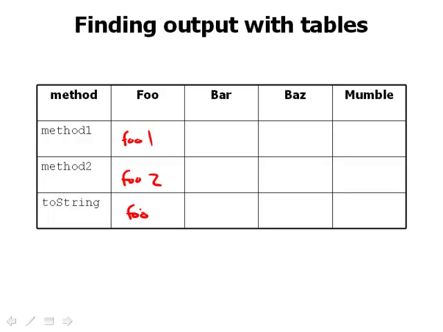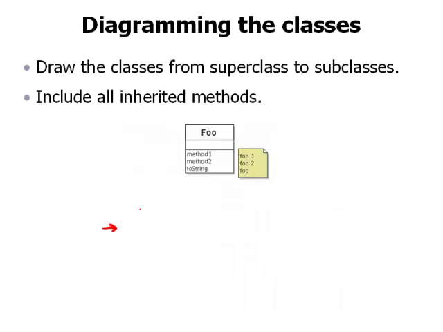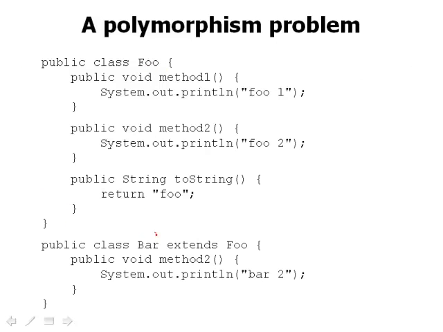Let's just do that for all 4 classes real quickly. The bar class here has a method 2 that prints bar2.